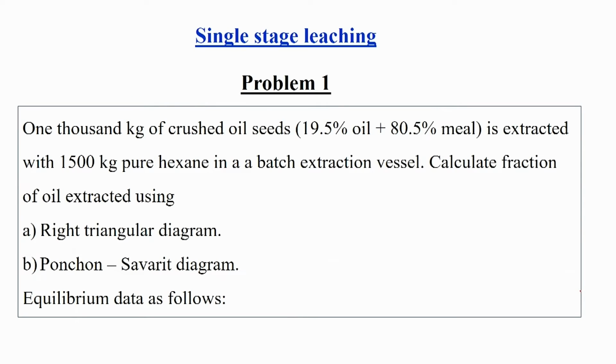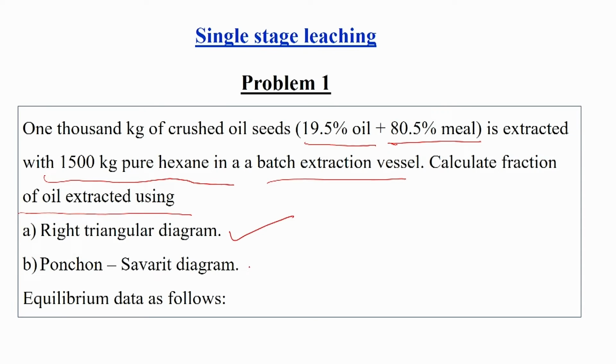Okay. Now, we will be solving a very simple problem for the single stage leaching process. 1000 kg of crushed oil seeds, with 19.5% oil and 80.5% meal, or inert cake, should be extracted with 15,000 kg pure hexane. So, here you see the solute concentration in the hexane is 0, in a batch extraction vessel.